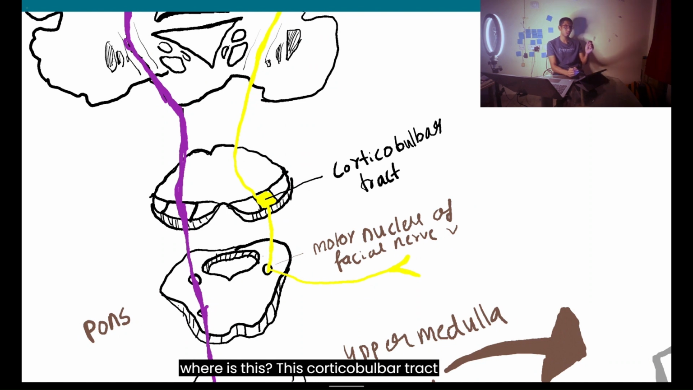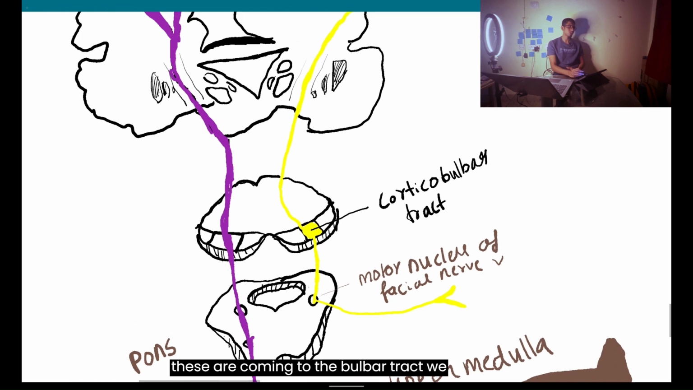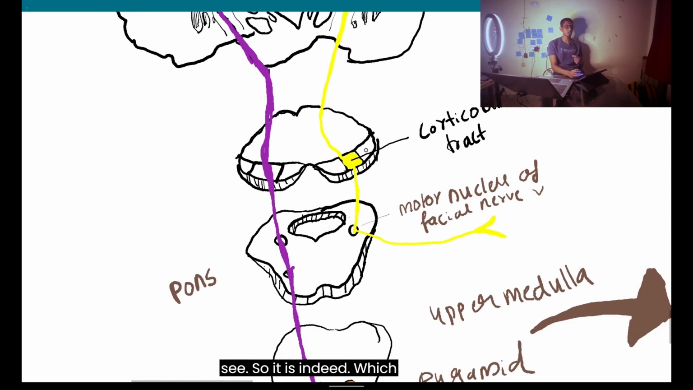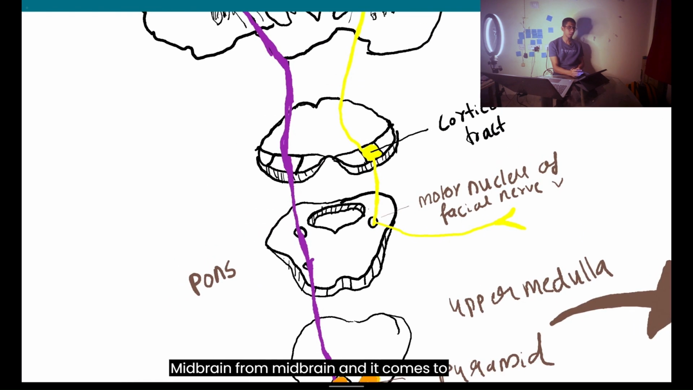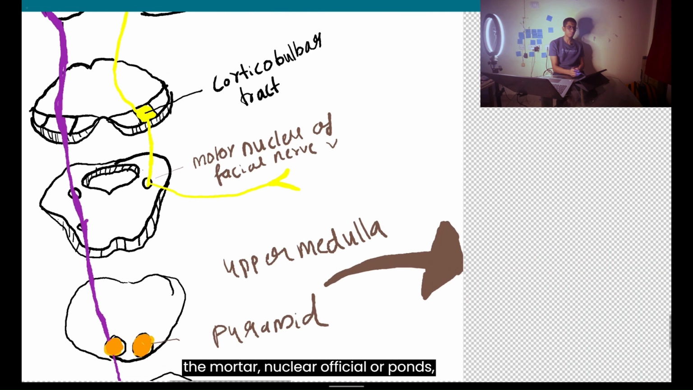This corticobulbar tract is the bulbar tract related to our facial muscles, our eye muscles, and our swallowing muscles. All these are coming to the bulbar tract. So which part is it in? First we are seeing this is the midbrain. From the midbrain, it comes to the motor nuclei of the facial nerve, in the pons.